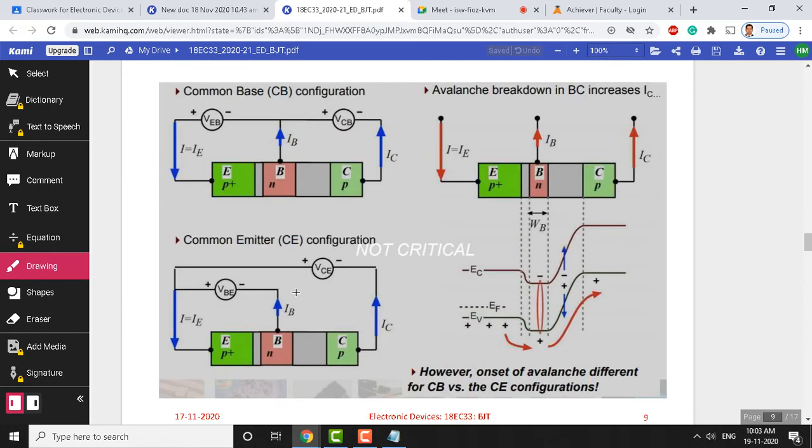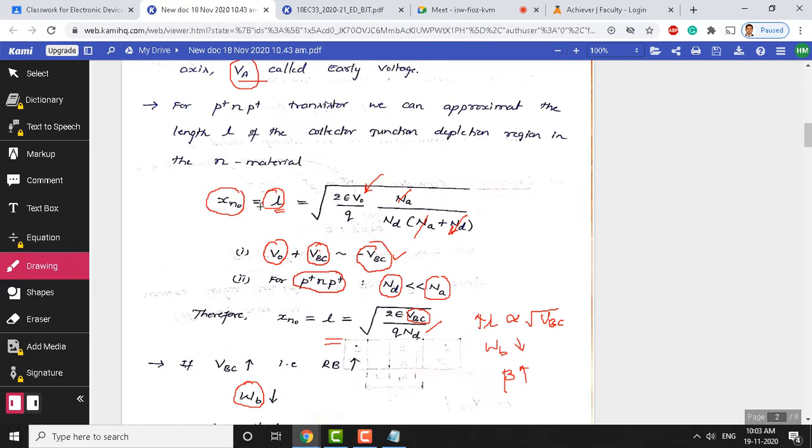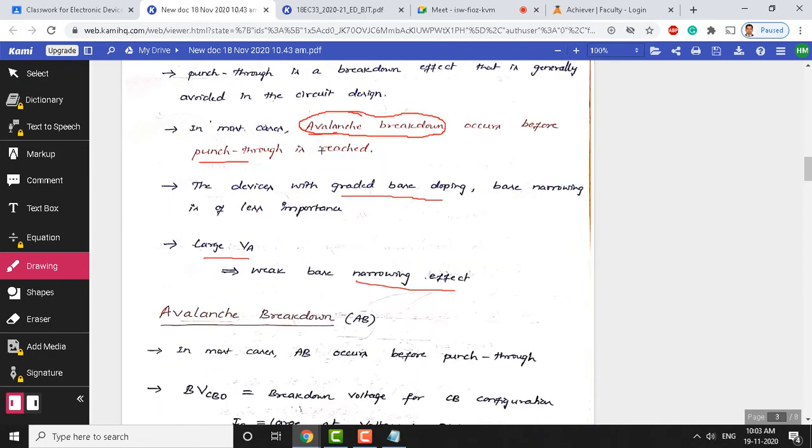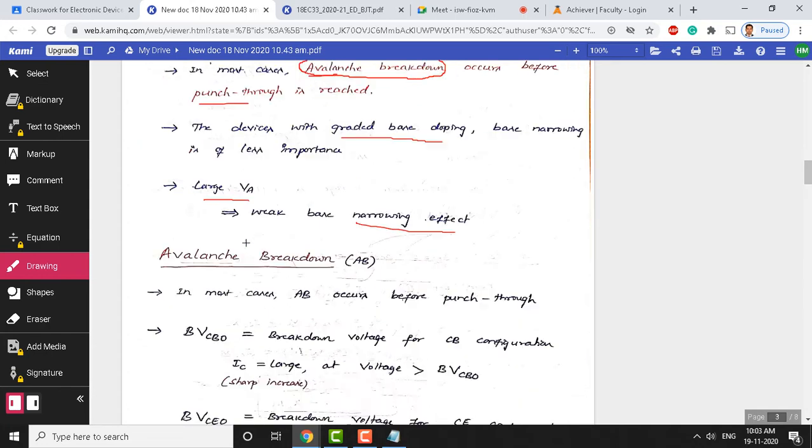Okay. Let us move on to the avalanche breakdown. Last class we were discussing avalanche breakdown, so these things are explained here. Last class we even explained what is punch through condition and avalanche breakdown. Avalanche breakdown occurs earlier than the punch through. Punch through is basically a condition of ceasing the working of the BJT.